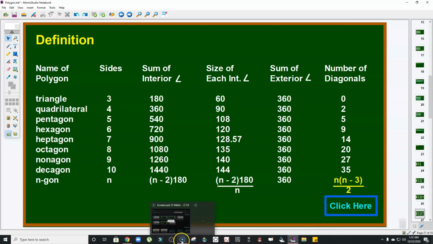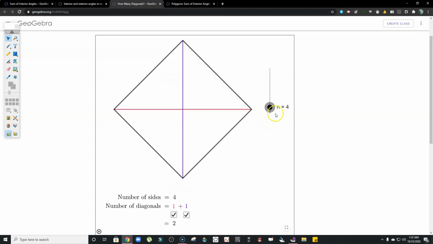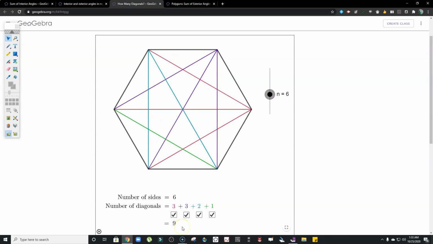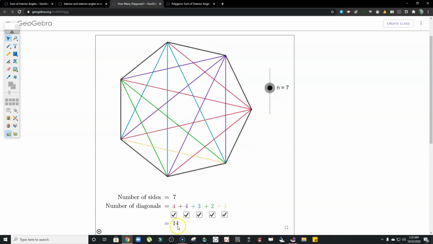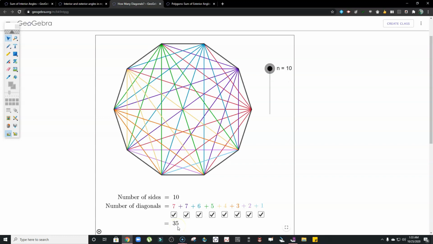Okay, so that is, where's that? Okay, this one. As you can see here, number of sides, 3. That's triangle. Number of diagonals, none. So now, look what will happen. Kapag quadrilateral, obviously there are 2 diagonals. When we have a pentagon, we have 5 diagonals. Hexagon, 9. Heptagon, 14. Octagon, 20. Nonagon, 27. Decagon, 35. There you go. Amazing, right? Cool.